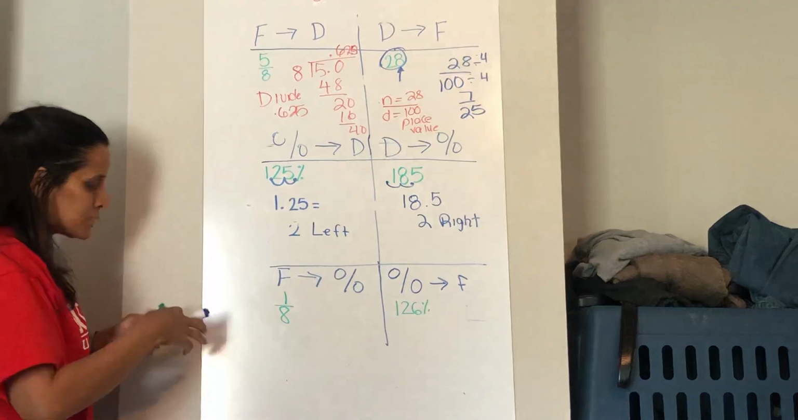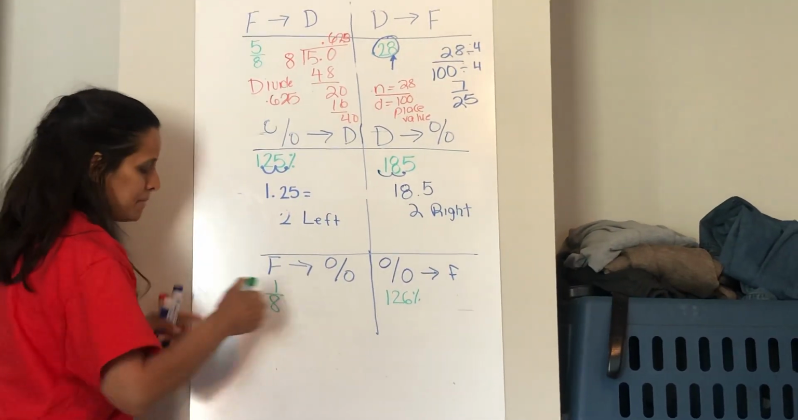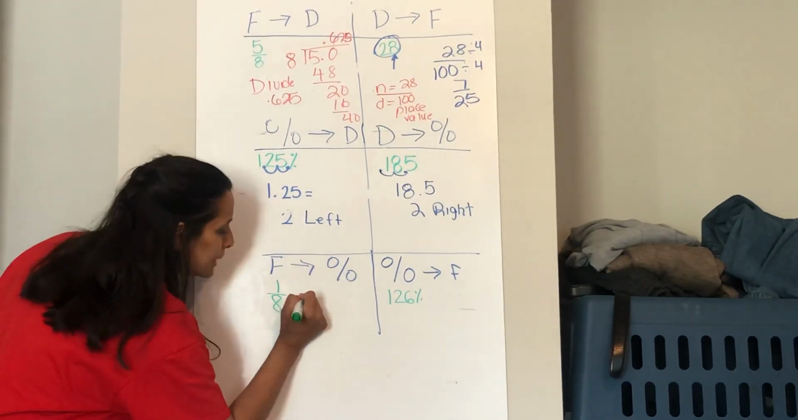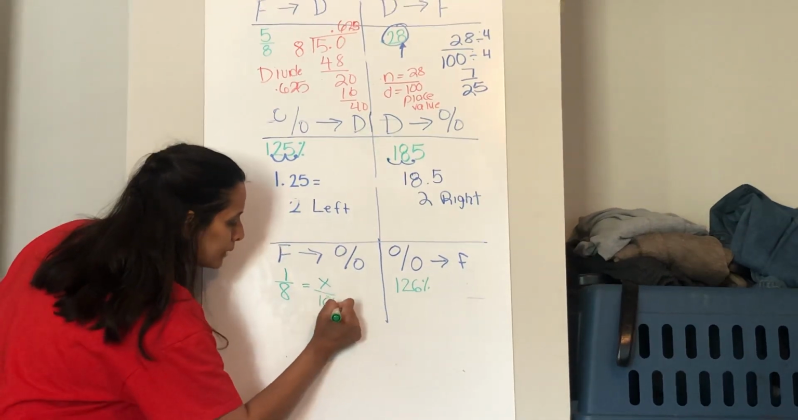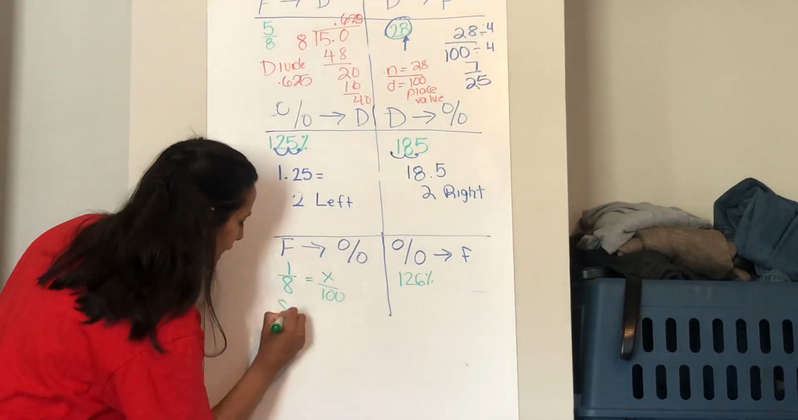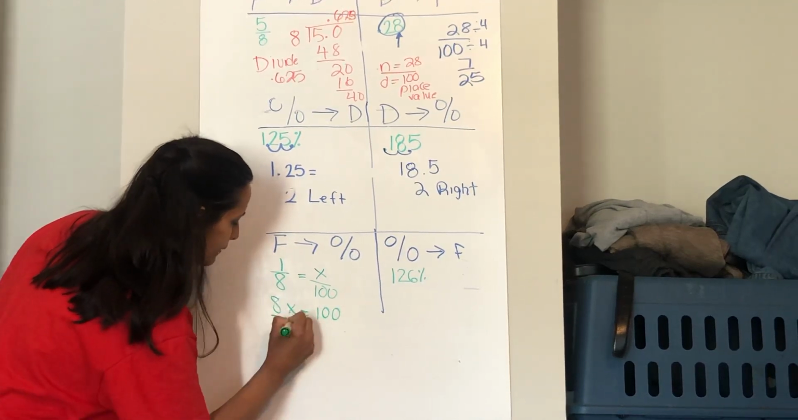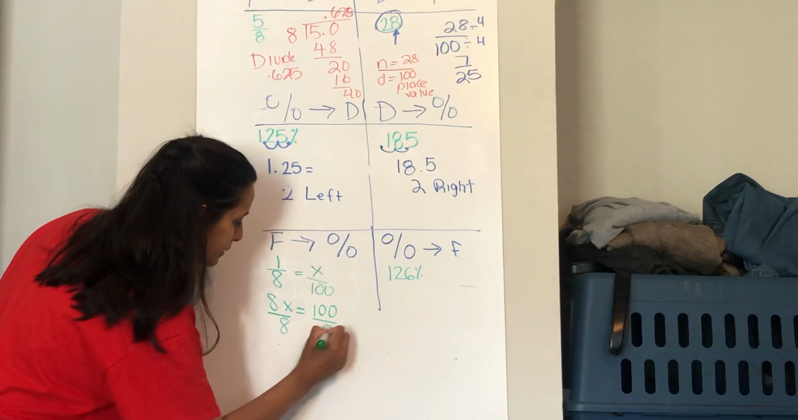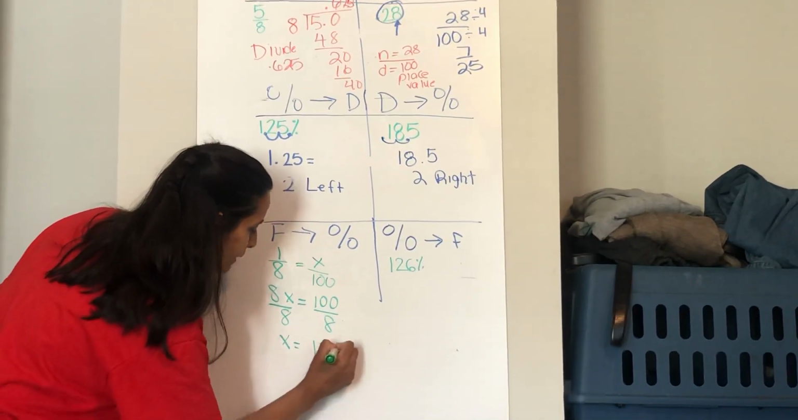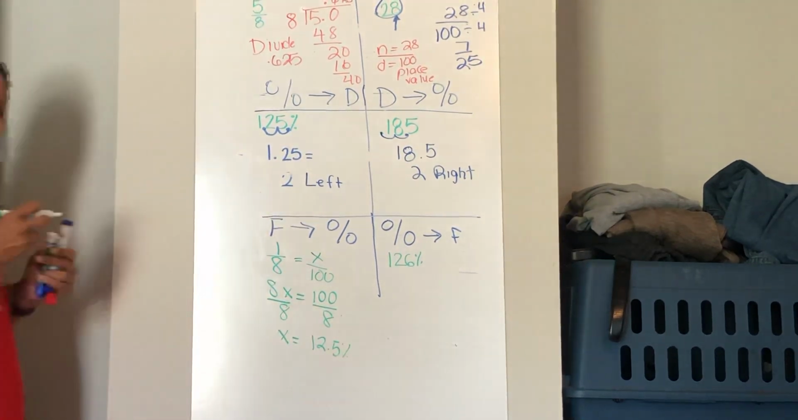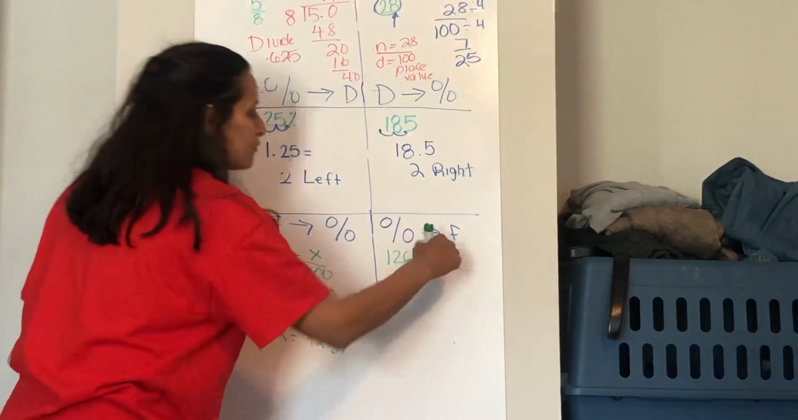Okay, the last one we're going to do, the last set of pair, we're going to take a fraction and make it a percent. So I'm going to set up a proportion and I'm going to say x over 100, and I get 8x equals 100. I divide by 8 and x is equal to 12.5%.